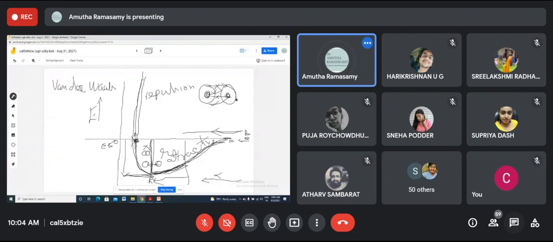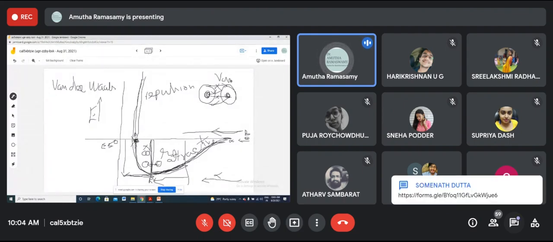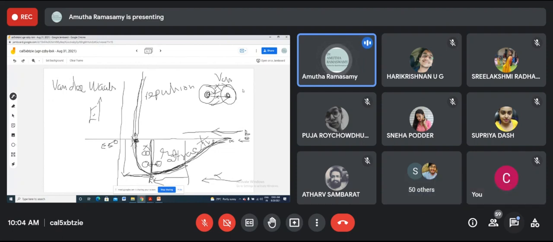You understand? So there is a reasonable non-bonded interaction existing due to the van der Waals nature. Why are we saying van der Waals? Because the scientist who worked on this and established this concept was named van der Waals.